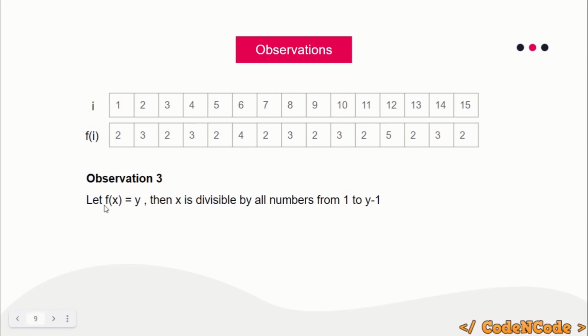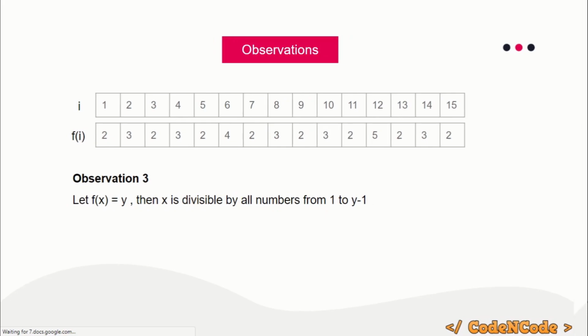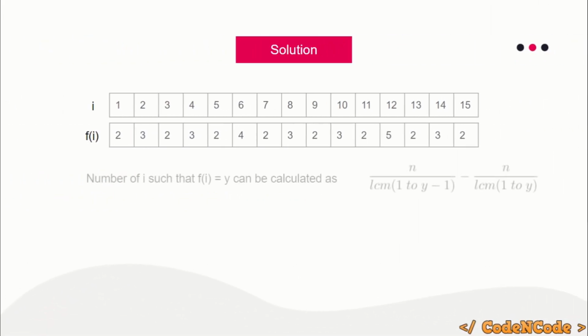It says that if f of x is equal to y, that means x is divisible by all the numbers in the range 1 to y minus 1, right? Take an example like 12. F of 12 is equal to 5. So 12 is divisible by all the numbers in the range 1 to 4, right? That makes sense. It's a simple one, so we don't need to prove it. These are the only three observations that we need to solve this problem. How? Let me show you this solution.